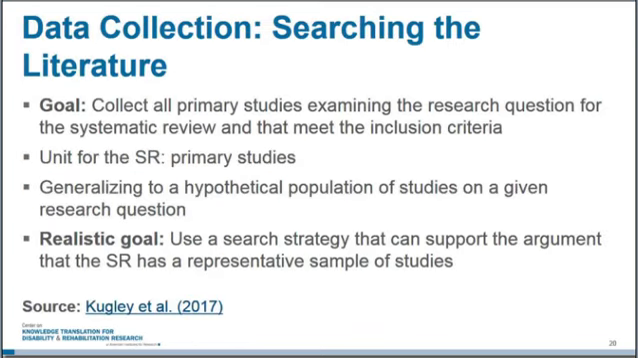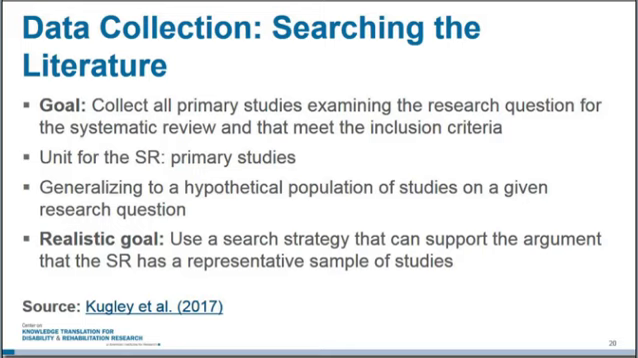So in a systematic review, data collection means we're searching the literature to collect all the primary studies that we can that examine the research question and that meet the inclusion criteria. So again, the unit for our systematic review is primary studies. And so what we want to do, as we want to do in a primary study, is to get some sample of, in this case, studies that will generalize to some hypothetical population of studies on a given research question. We want to be able to make the case that the studies that are in our systematic review are representative in some way of all the population of studies that have been conducted.